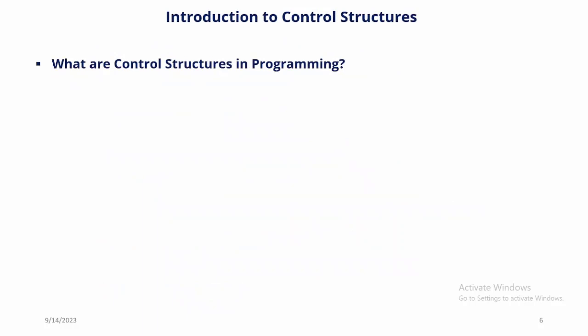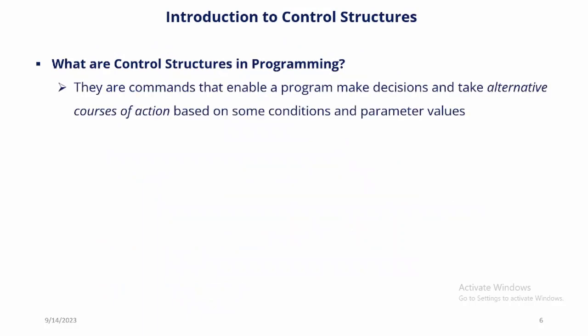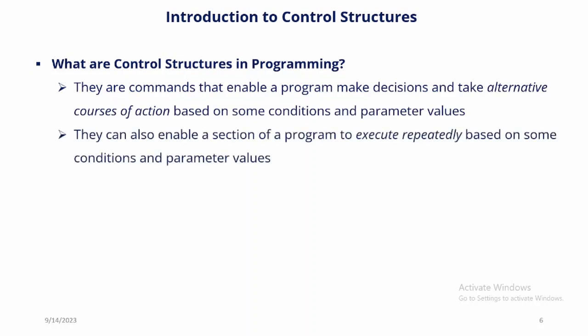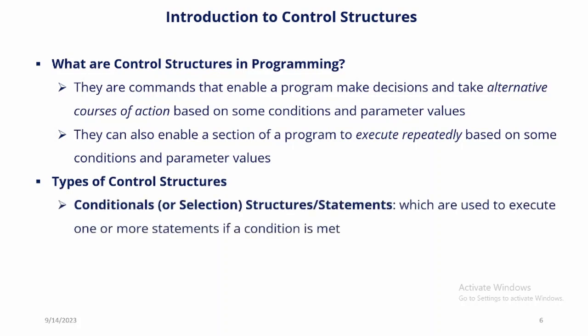So, what are control structures in programming? They are commands that enable a program to make decisions and take alternative courses of action based on some conditions and parameter values. They can also enable a section of a program to execute repeatedly based on some conditions and parameter values. Types of control structures. Conditionals or selection structures or statements. They are used to execute one or more statements if a condition is met or certain conditions are met.